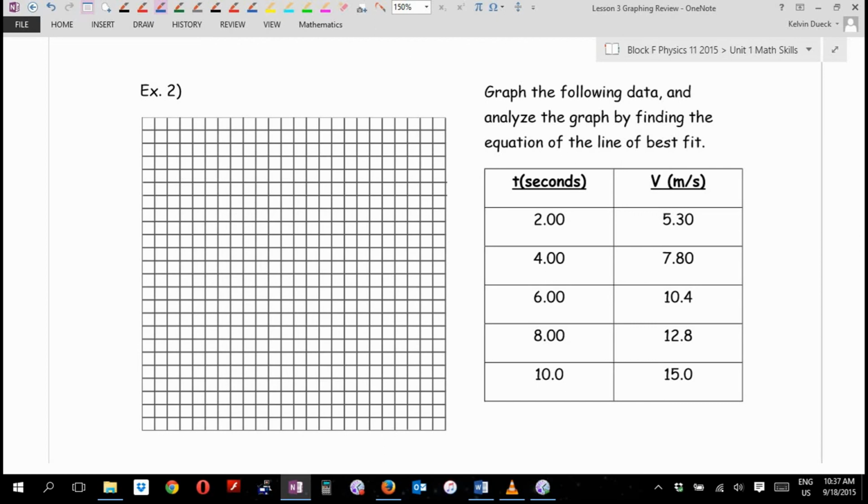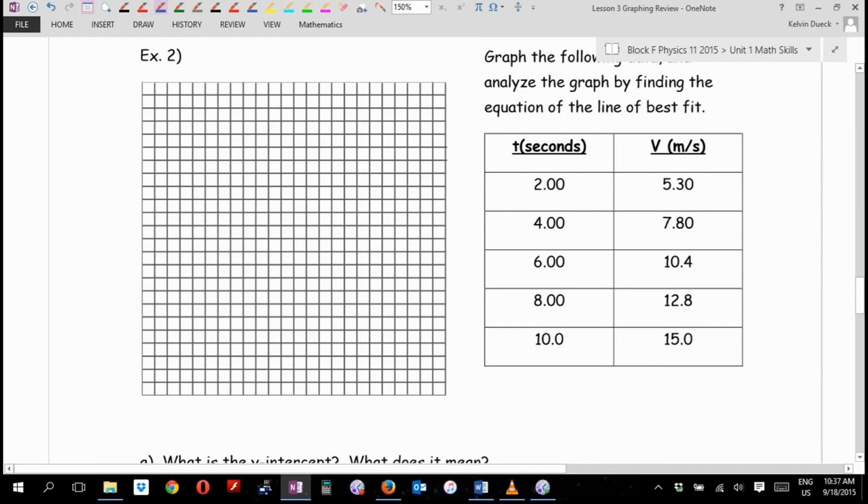What's the first column measuring? Andy, what's the first column measuring? Time. Is time going to go on the y-axis or the x-axis? First thing I'm going to do then is label my axes. I'm going to go time, comma, t in seconds, and then over here, what do you think V stands for? Who remembers from Science 10? So we're going to go velocity, comma, V in meters per second.